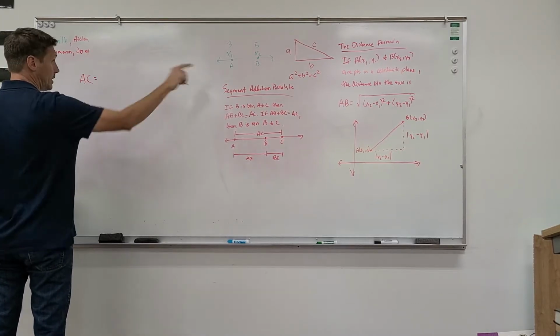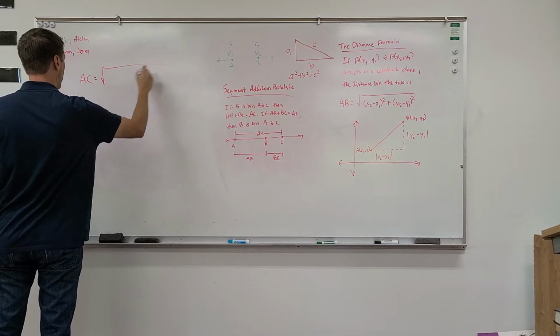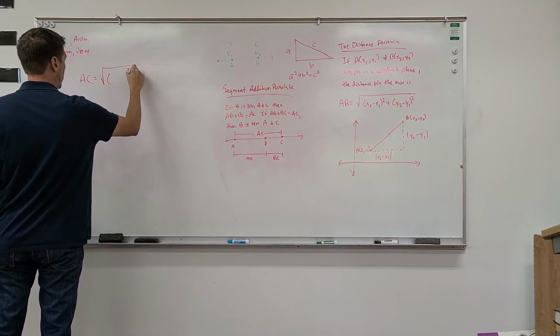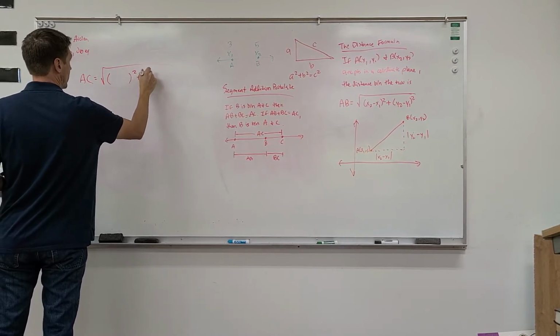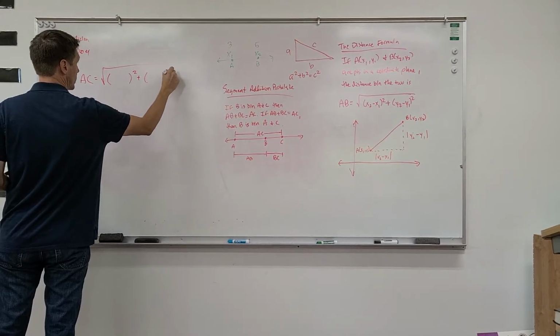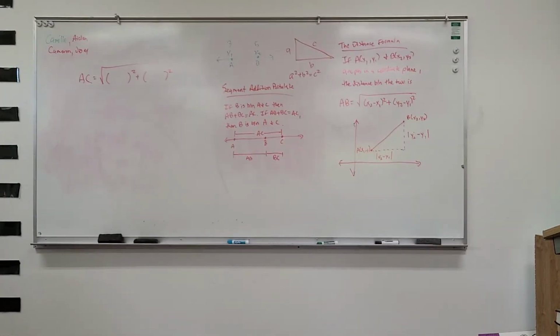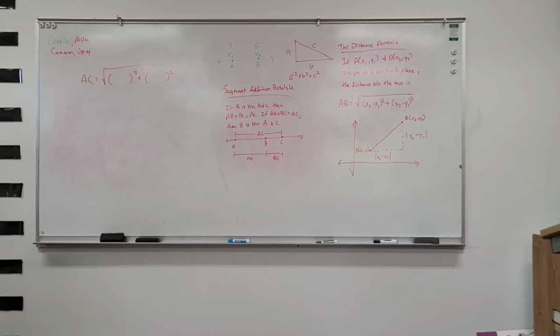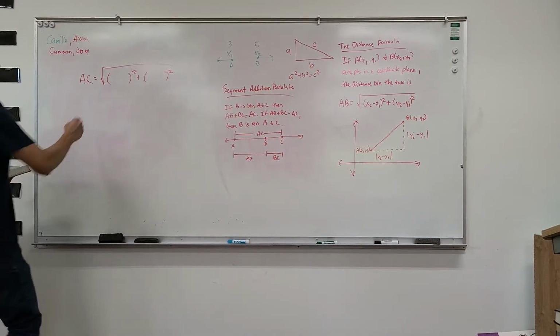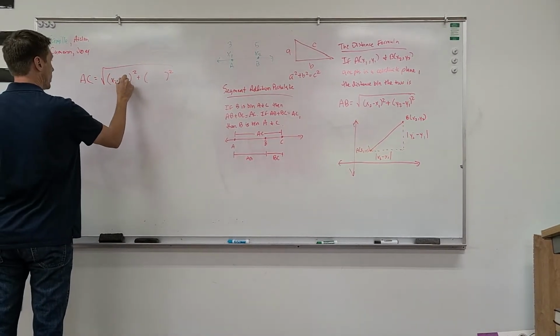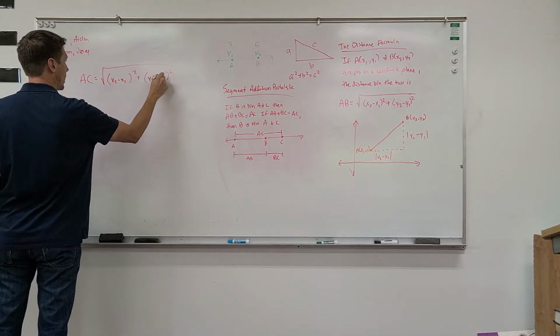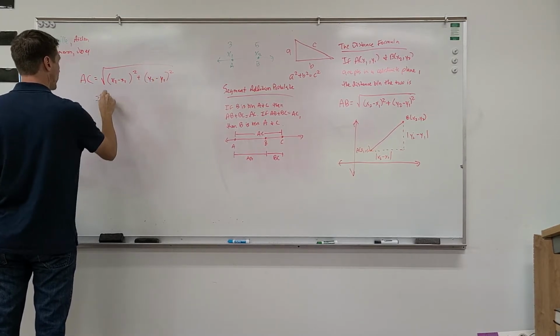So the length of AC, based on our formula there, is going to be the square root of, I'm going to go ahead and just write in all the pieces here, the difference of the x's squared plus the difference of the y's squared. It doesn't matter which point we start with, we just have to make sure we start with the same point. Let's just write this down: x2 minus x1, y2 minus y1. That way we can just plug in our values.